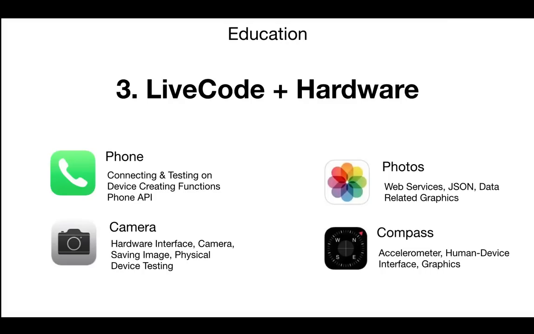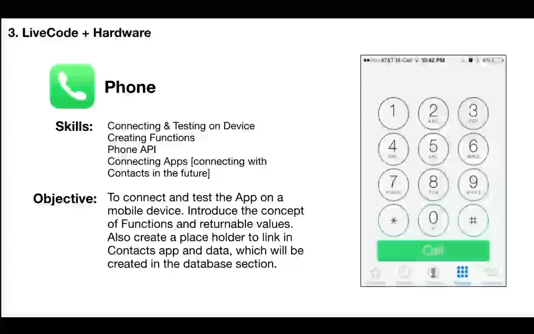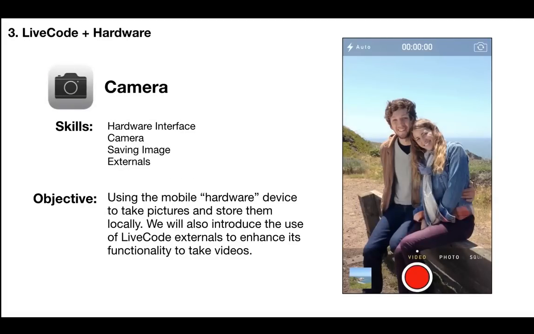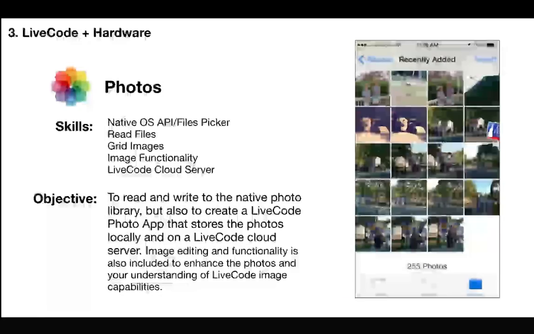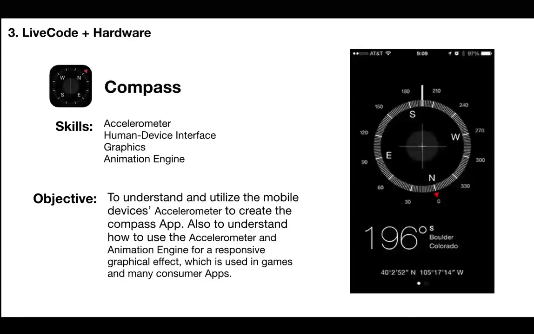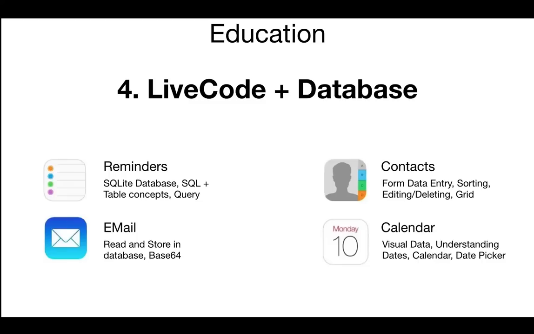We'll then go on and show you how to take full advantage and access to the hardware on your device. You do have full access to it with LiveCode, and including in that we will show you how to build the phone app itself, a basic camera application, a photos application to view the photos, a compass application that uses the accelerometer and pulls in information from that.